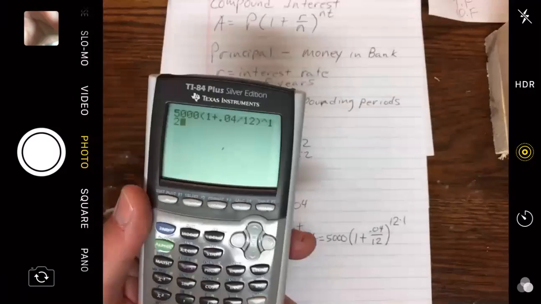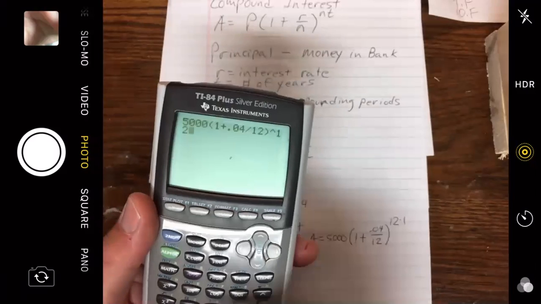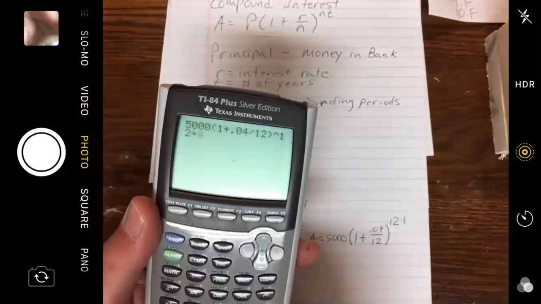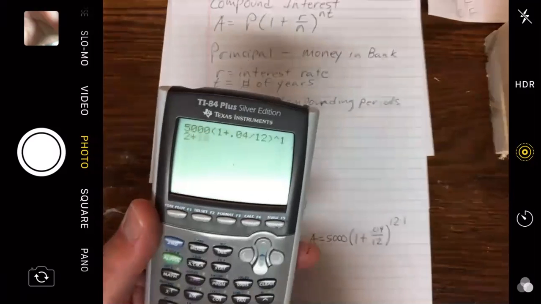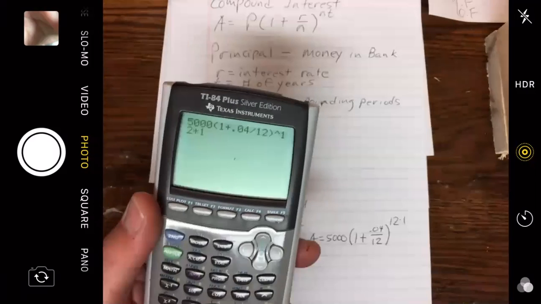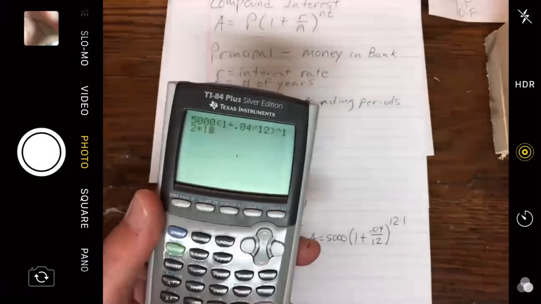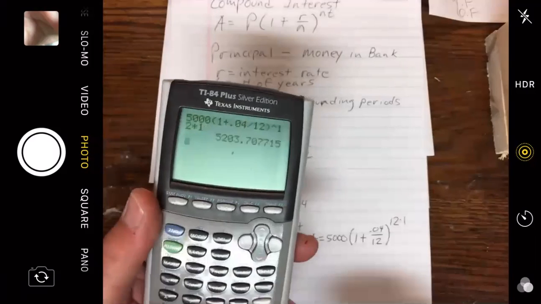Okay, here we are. Now, if you want to be really technical about it, that's times 1. Twelve times 1. Okay, so we hit enter. I've got 5203.71, say. It's going to take its time showing you that. So in effect, you gain $203 in 1 year at 4% compounded monthly.